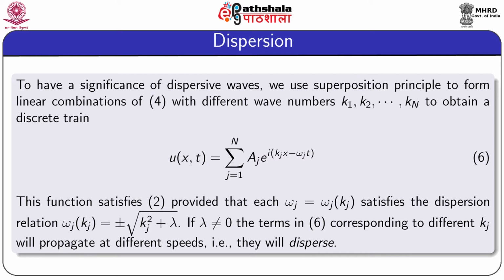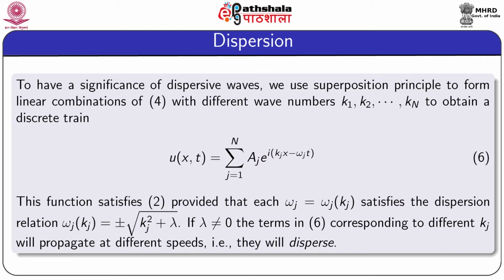Now, suppose there is a dispersive wave and the wave numbers of the different waves are k1, k2, kn. Now, the joint effect of these waves is represented in equation 6. So, u is represented as a linear combination of all the waves having wave numbers k1, k2, kn, and this function satisfies equation 2.